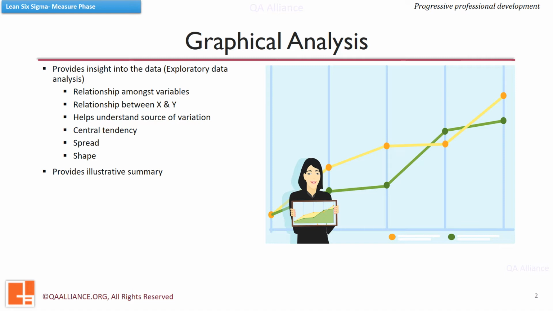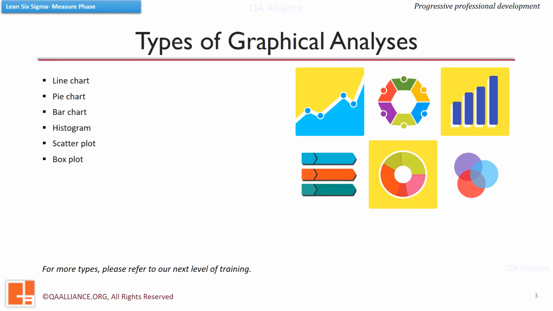Basically, this kind of analysis helps in summarizing the data. Though, the conclusions that are made in graphical analysis should be verified with advanced statistical techniques as well. We are going to cover line chart, pie chart, bar chart, histogram, scatter plot and box plot at this level of training. The type of graph depends on the data demographics.